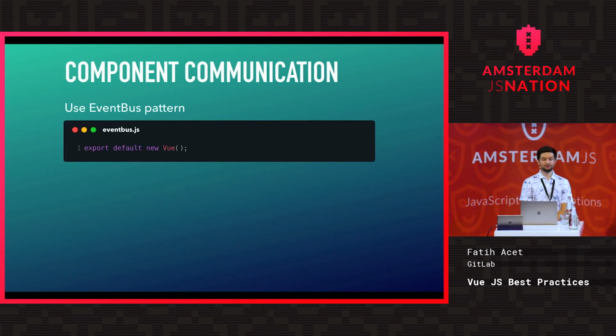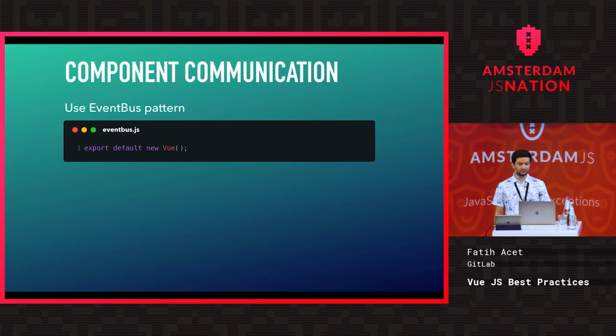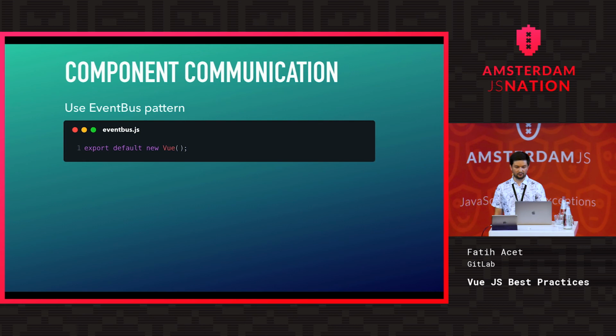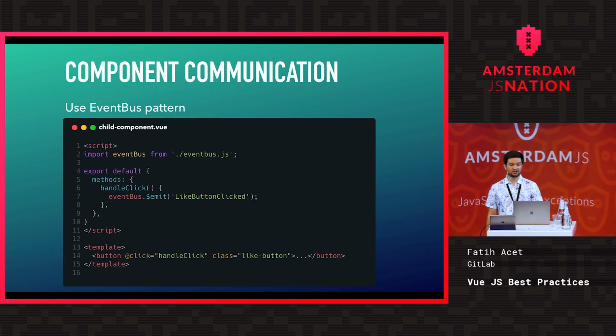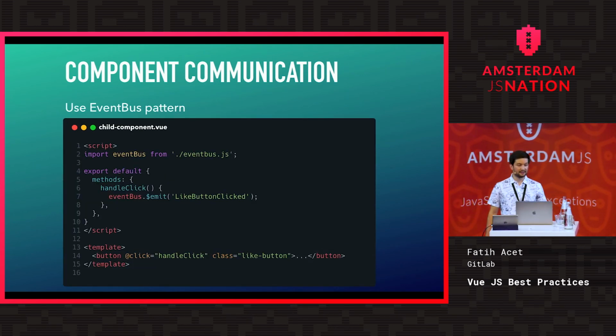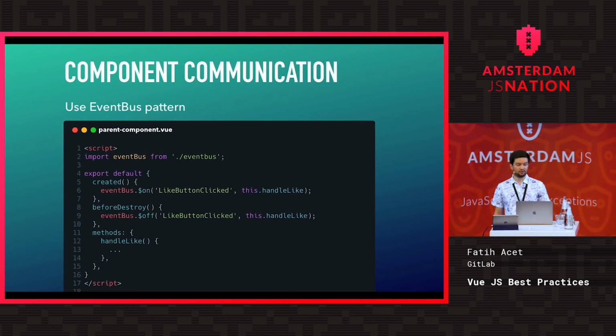Or we can use the event bus pattern. Every Vue instance is event-driven. This means you can emit and listen to events on that Vue component. An event bus is simply a Vue instance with no template. I think it's called a functional instance. You get the instance and export it as the default of that file, and then you can import it in the child component, and when an action happens, you can say eventBus.$emit the event name, and then you can handle it in the parent component.